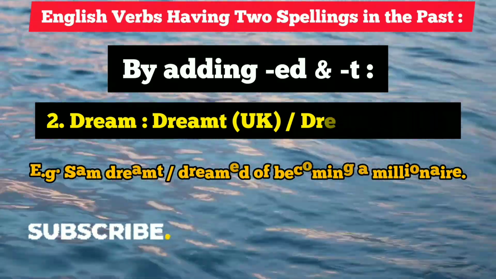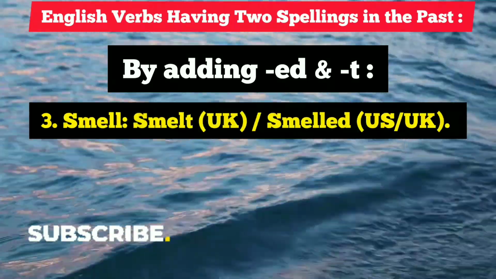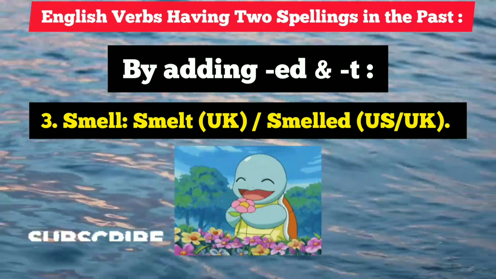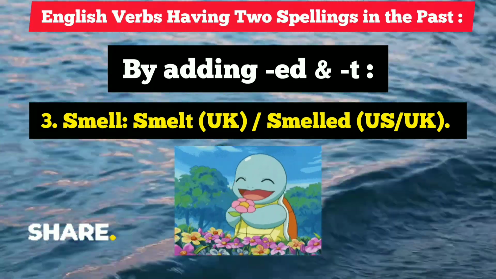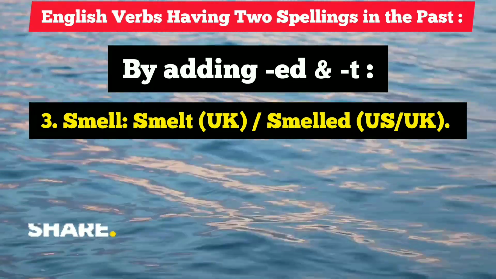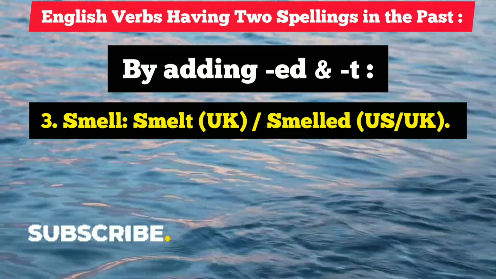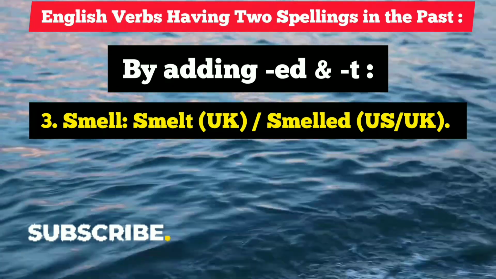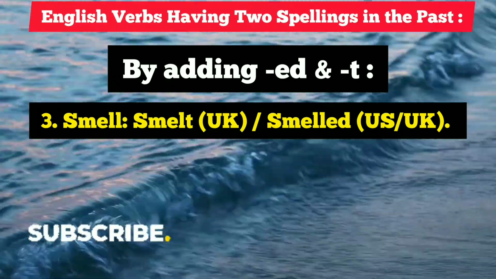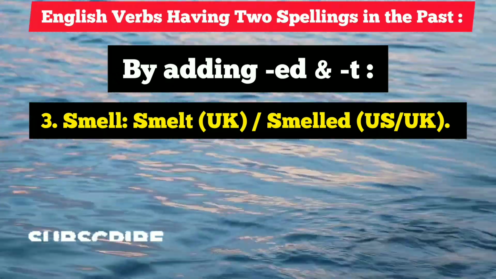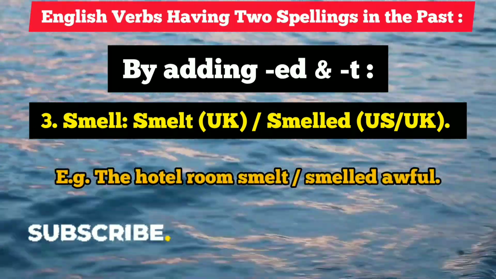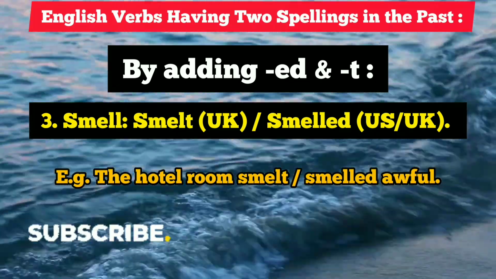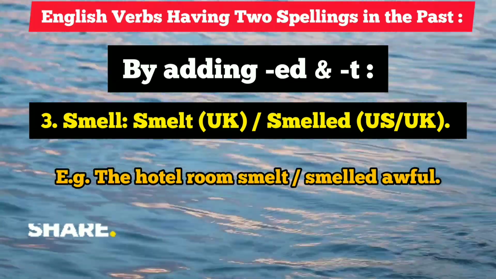Up next, we will dive into the third English verb with two spellings. You see the third verb is smell. So as you see, the first way to form is to add t. So it becomes smelt. It is the past and it is common in British English. And we can also use smelled. That is used both in US and UK, more in the American English. So let me show you the example. The hotel room smelt awful. So I'm using smelt here. Similarly, you can say the hotel room smelled awful also. So I'm quite sure it's clear.